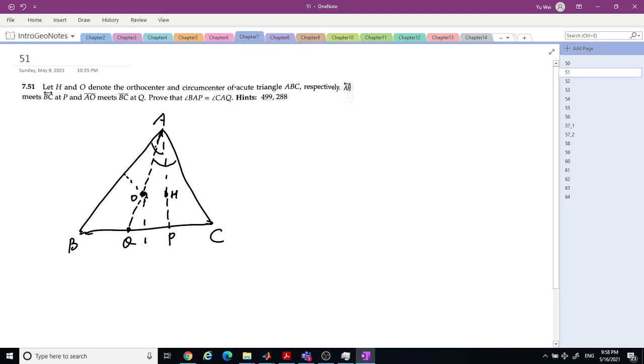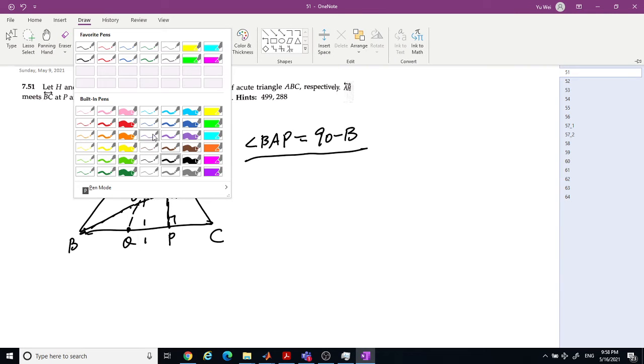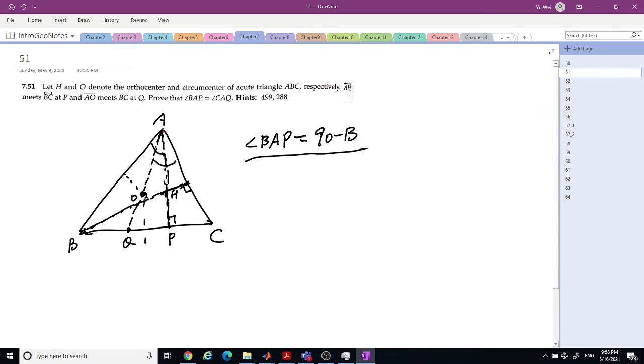Okay. So now let's see what BAP is. Since H is the orthocenter, we know BAP is equal to 90 minus B, because we have a right triangle here.